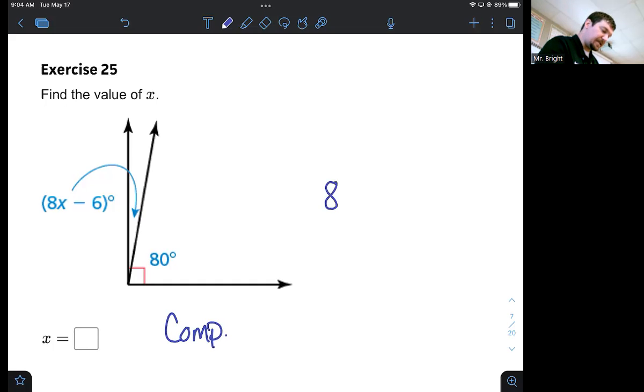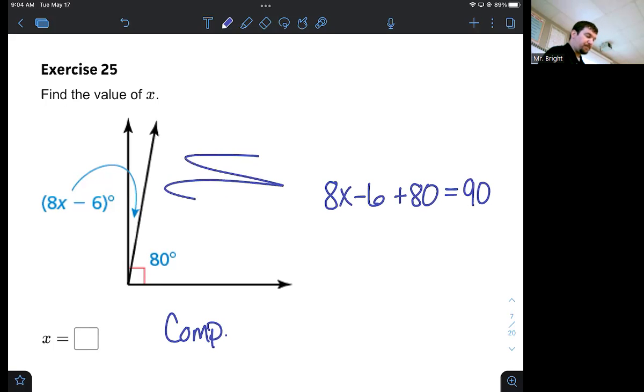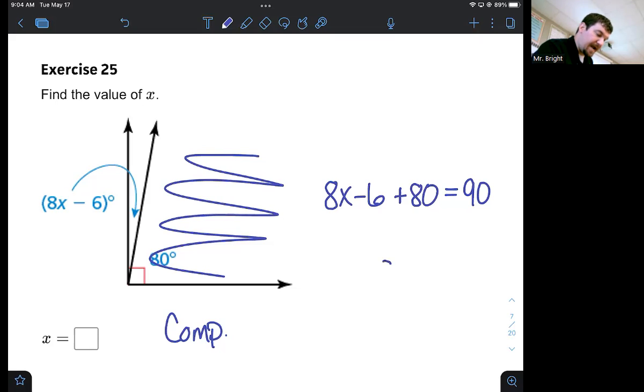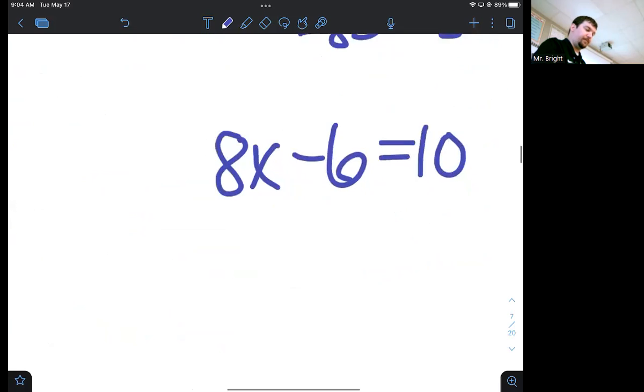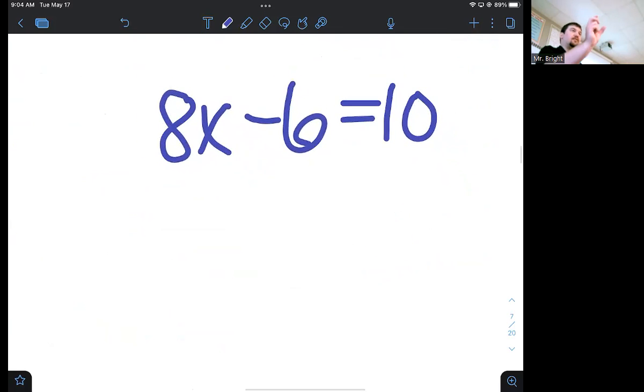So 8x minus 6, that little sliver of an angle, plus the 80-degree angle has to equal 90 degrees. Or you could have actually said, since you know it adds to 90, if that's 80, what's that little sliver measure? 10. You could have just said 8x minus 6 equals 10. And that's what you get if you just subtracted 80 from both sides to start out with. Okay, but we'll just use this as a starting point because it's still true. That little sliver is 10 degrees.